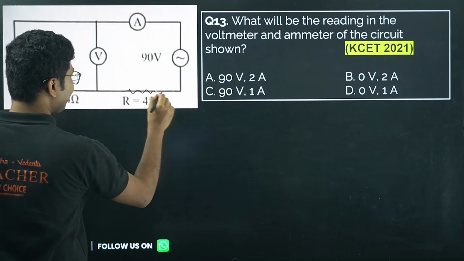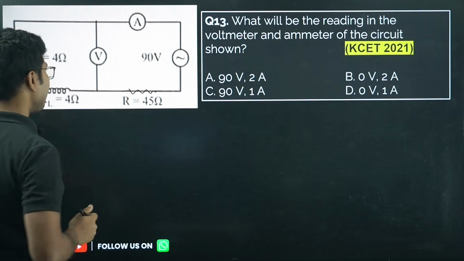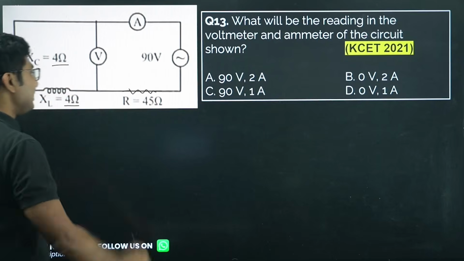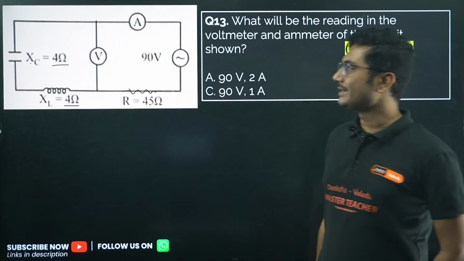Okay, and R is 45 ohm. So what is the reading of voltmeter and ammeter? First of all, because XC and XL are same values, that means the circuit is in resonance. This is only possible when the circuit is in resonance.